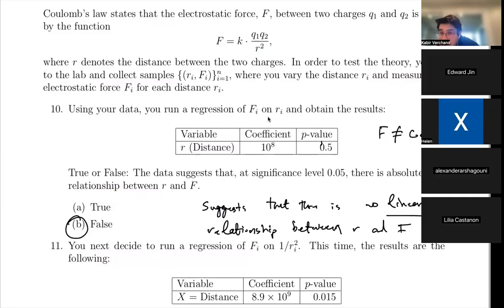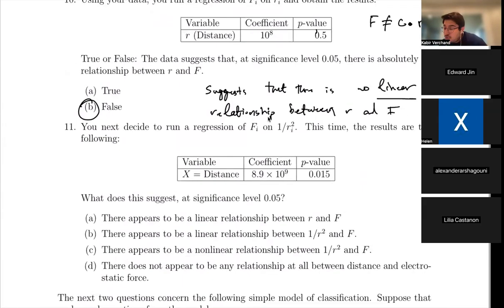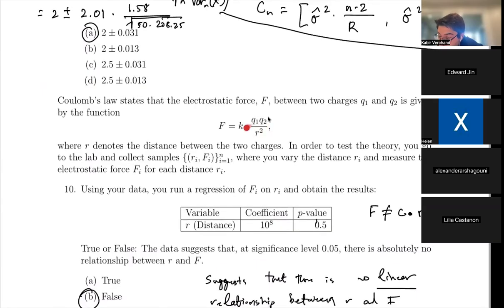It's just suggesting that there's no linear relationship. We're only fitting lines to these things. So the next question is that you decide to run your regression a little bit more carefully and you transform your variable. So instead of running a regression on Ri, you run it on 1 over Ri squared, which is what you think the relationship should actually appear like in the theory.